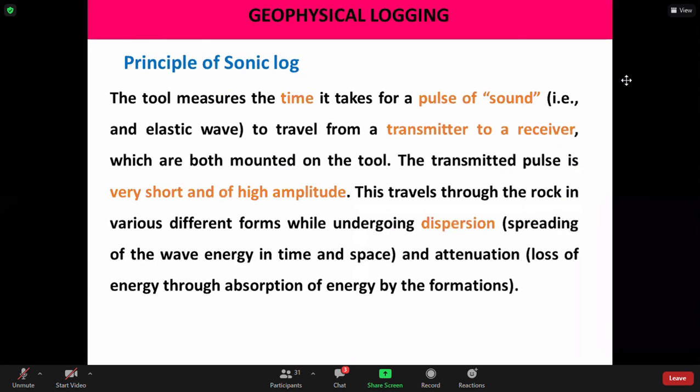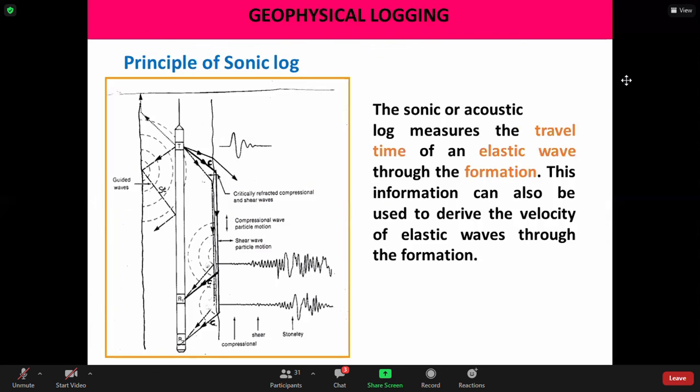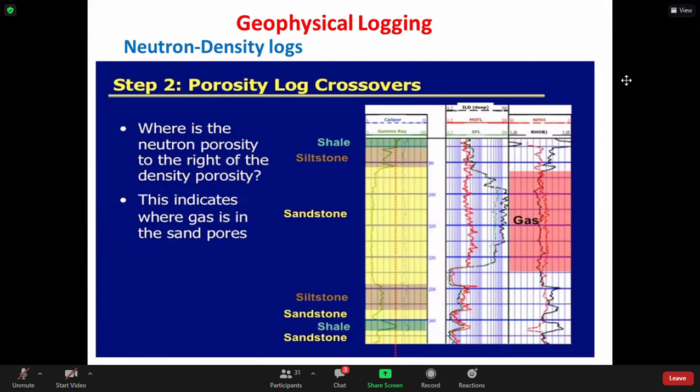Ma, I still don't know how to infer if it's oil, gas, or water from the neutron density log. Okay.